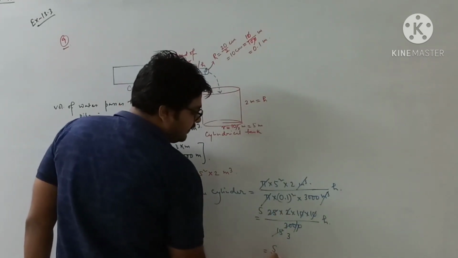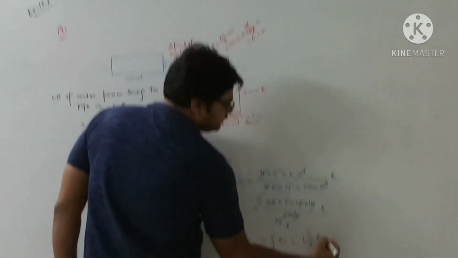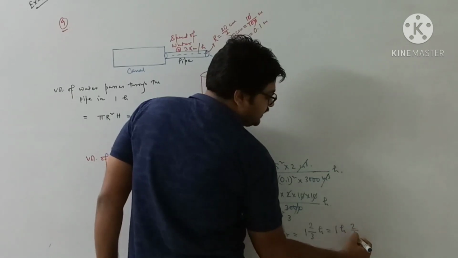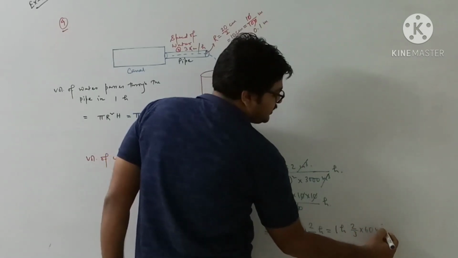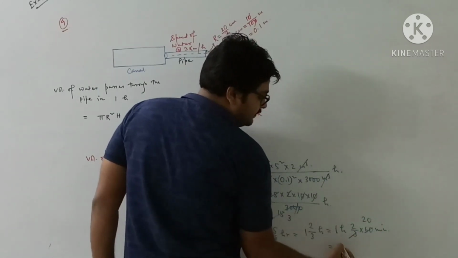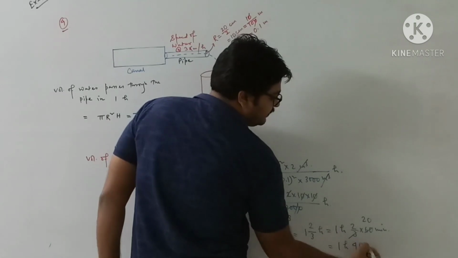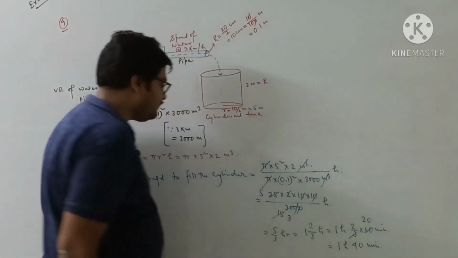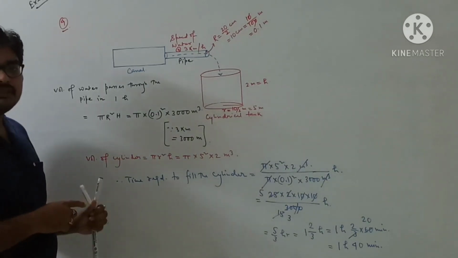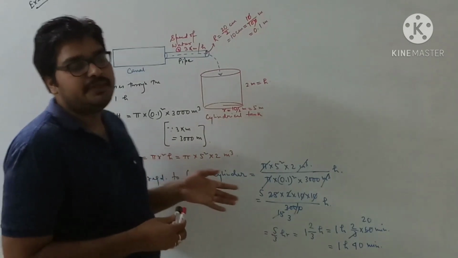So it's coming 5 by 3 hour. So it will be 1 whole 2 by 3 hour. That's 1 hour and 2 by 3 into 60 minutes, because fraction will not be given. 120 by 3, that is 40. So the answer is coming 1 hour 40 minutes. So I think you understand this one. No confusion is there. With this, our chapter is completed.